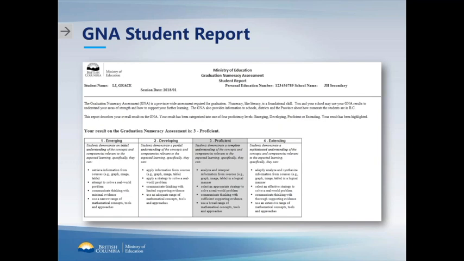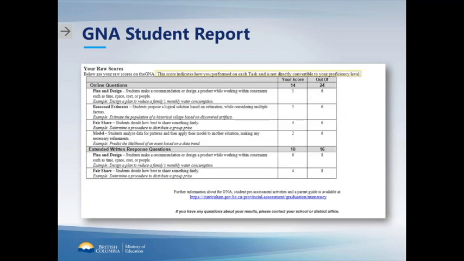You'll see, as Linda was showing you, this is the top of the student report that the student will see when they log in. In this case, it's Grace Lee, who is logged in and sees that she got proficient. It says your result in the graduation numeracy assessment is a 3, proficient, with those descriptors I just talked about. Underneath that, it breaks it down by the different sections within numeracy: plan and design, reasoned estimates, fair share, and modeling, that you'll find in our numeracy specifications and that we talked about in the last webinar.